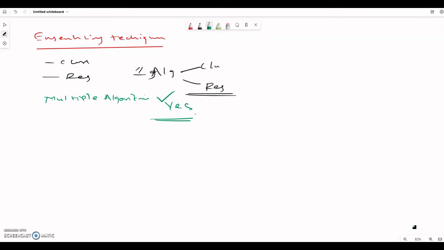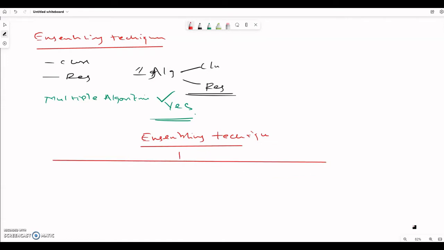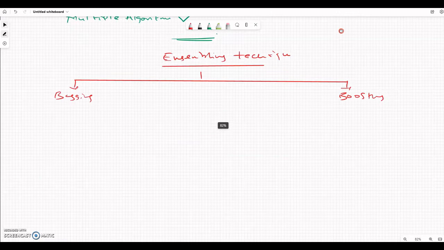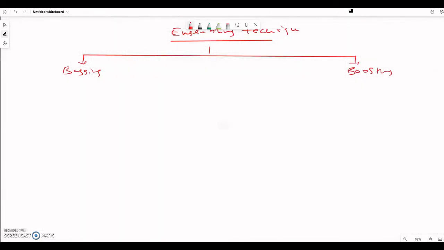Now, here is the ensembling technique for that. The ensembling technique is divided into bagging and boosting. Now let us take an example for bagging.